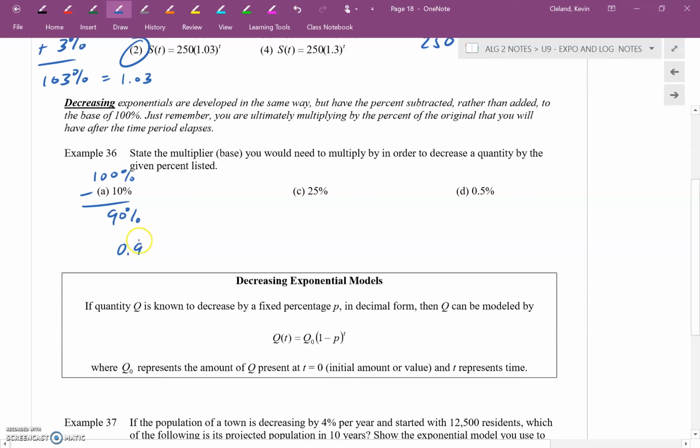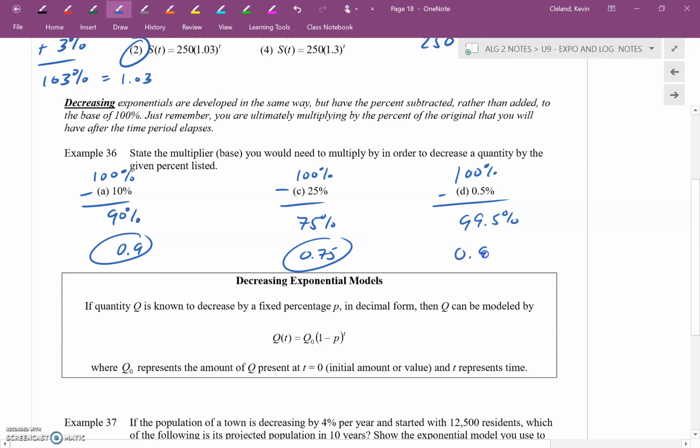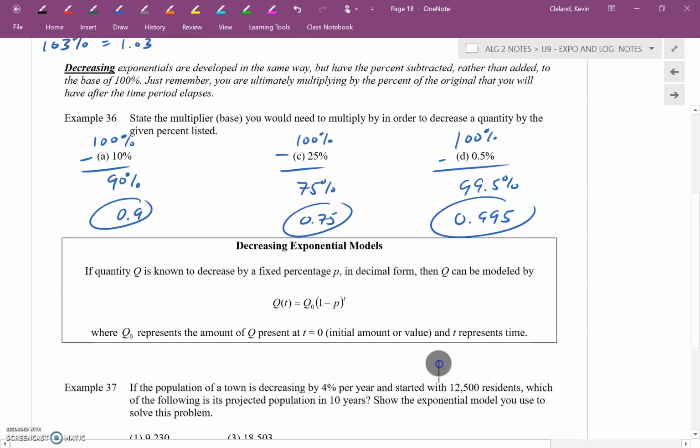You can use 0.9 or 0.90. Here, 100% minus 25% is 75%, so we use 0.75 in our model. And 100% minus 0.5% is going to be 99.5%, which is 0.995 in decimal form. So these would go here in a decreasing equation.